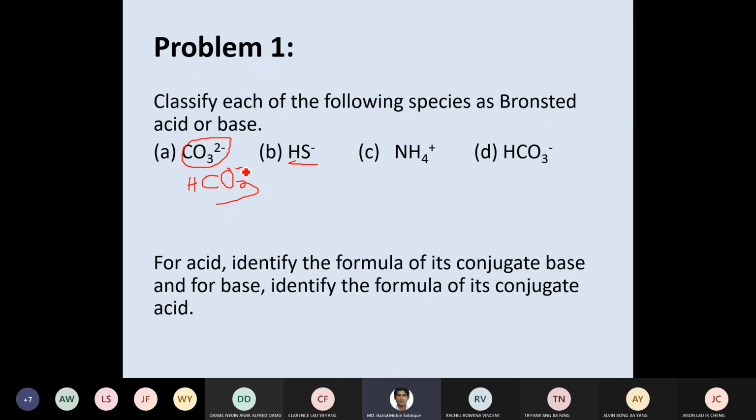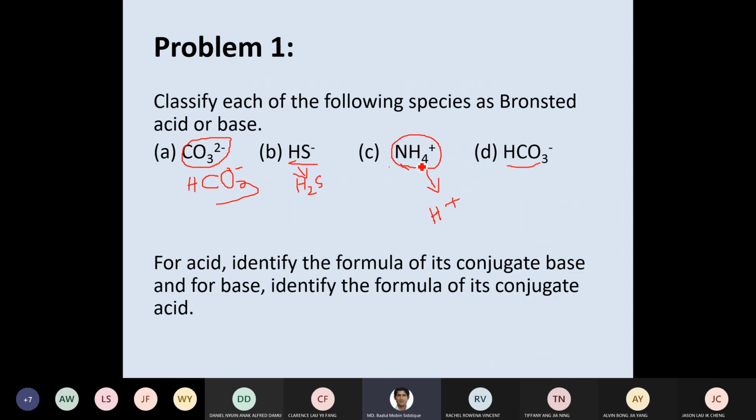Same goes for hydrogen sulfide, H2S, the bad smelly gas. The other day in the lab, someone produced this gas. It also can take up hydrogen and produce hydrogen sulfide, so it can act as a base. This one can donate one hydrogen. So ammonium is an acid.